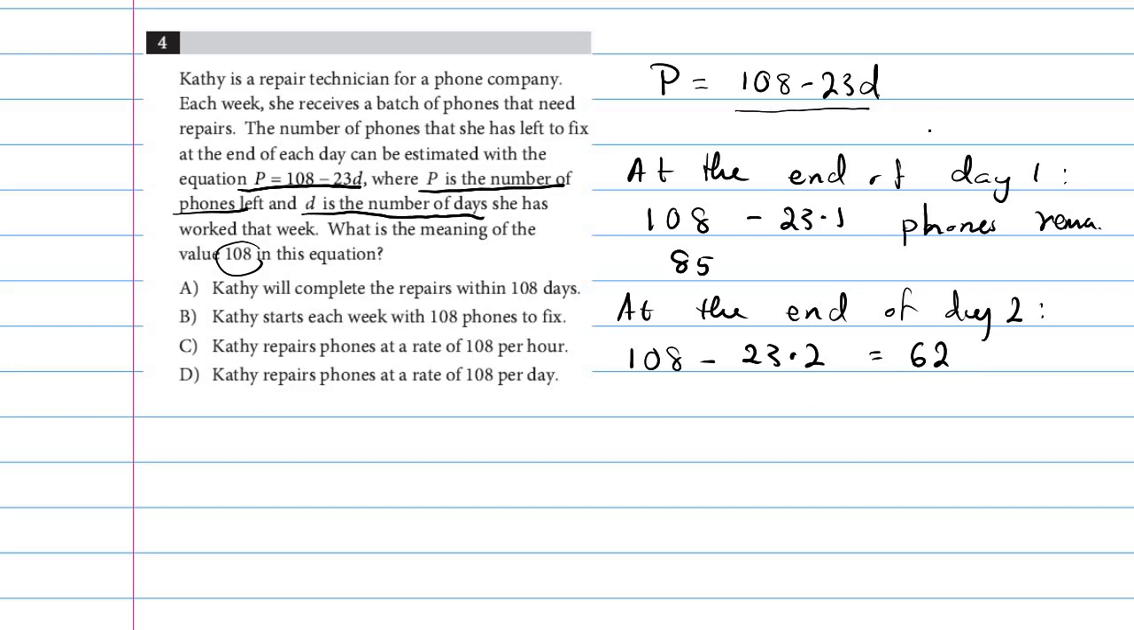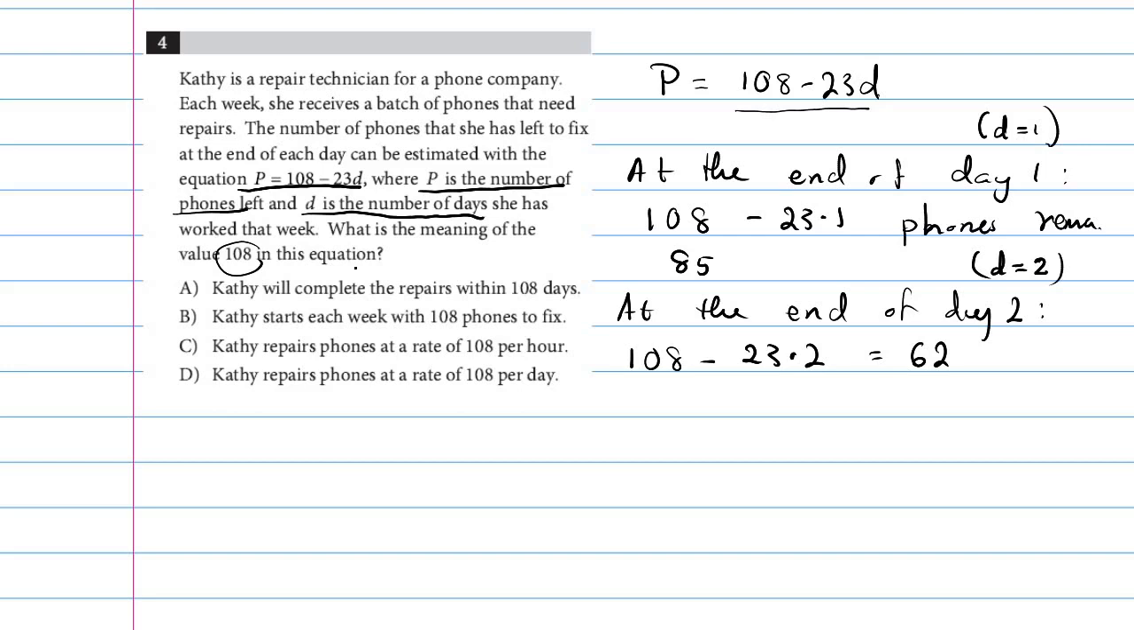Likewise you can do this for any number of days. This is when D equals 1, and this is when D equals 2, right? You can work this out for any number of these. Of course, you can't have a negative number of phones to be repaired. The moment you move into something negative, you need to stop, because she has finished repairing all the phones. That's the idea here. Now they're asking what's the meaning of the value 108 in this equation.